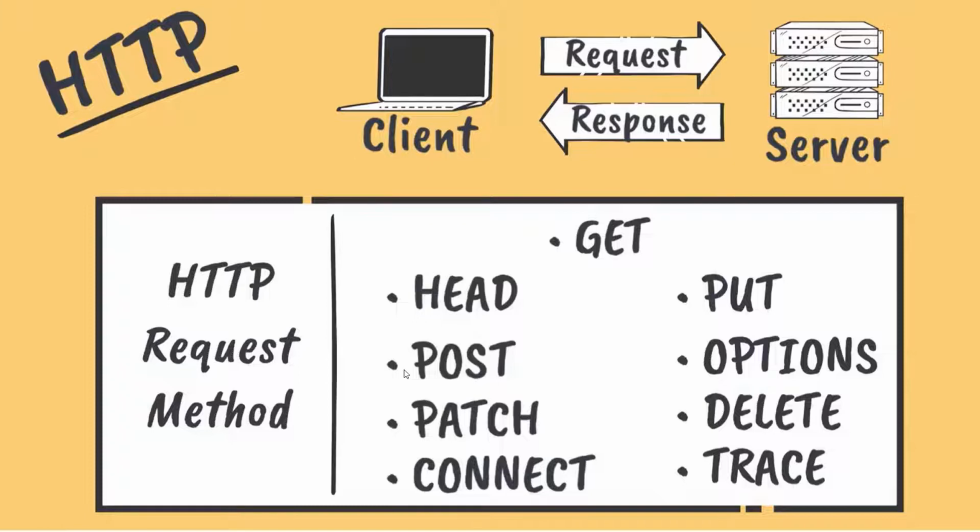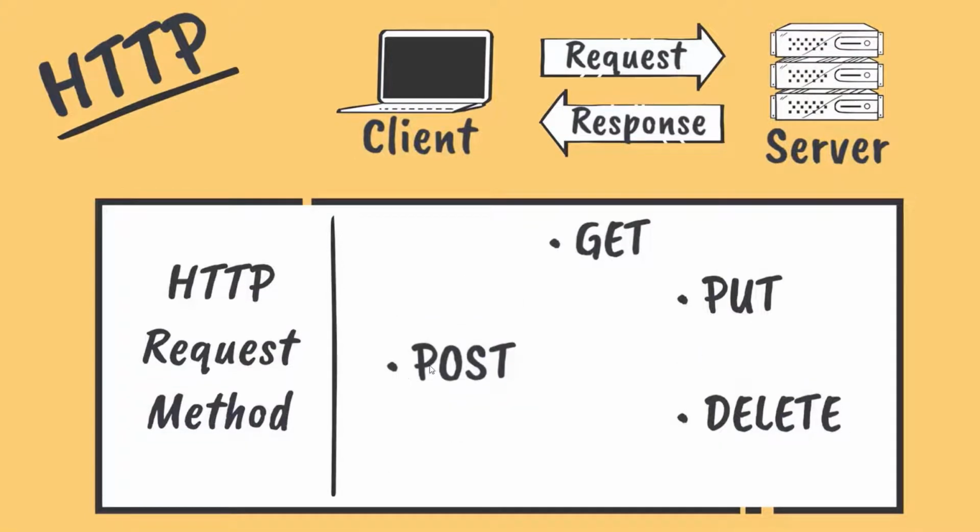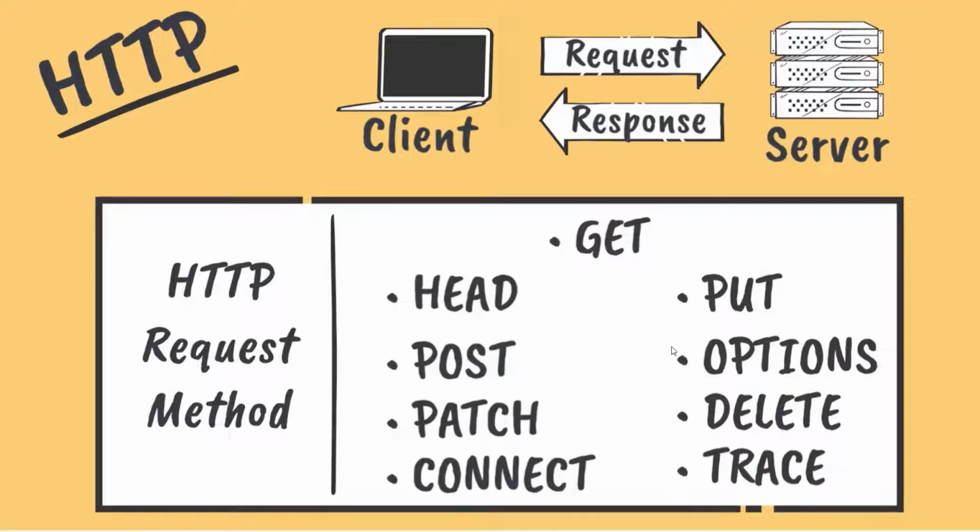If the task of memorizing each one of these verbs and what they mean in the context of HTTP seems daunting to you, then you are in luck, because in reality only a few of them are commonly used. Let's take a look at these. So these are the main HTTP request methods: get, post, put, delete. And these are all the types of HTTP request methods: head, post, fetch, connect, put, options, delete, trace.